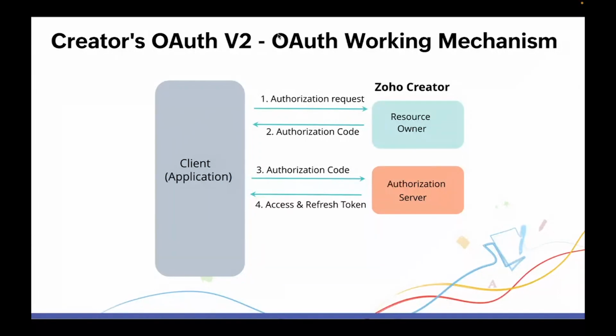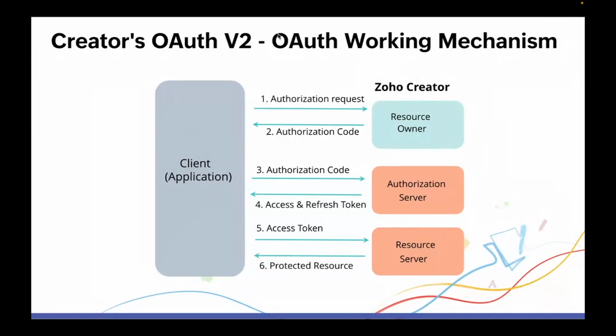So here, the next step is the resource server. With the help of this access token and refresh token: this access token is a short-lived token which will expire within 1 hour, that is 60 minutes, whereas the refresh token doesn't have expiry. So with the help of the refresh token, we will be producing the access token, and we'll be making use of this access token for the client to communicate with Zoho Creator. And finally, with the help of this access token, the client will have access to the protected resource from the resource server on the Zoho Creator site.